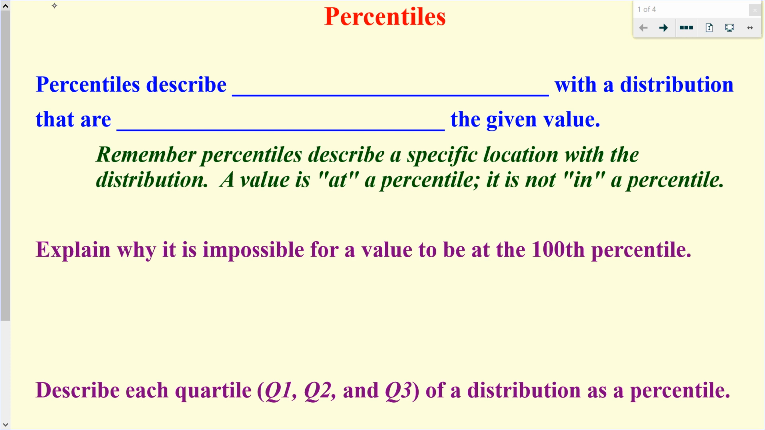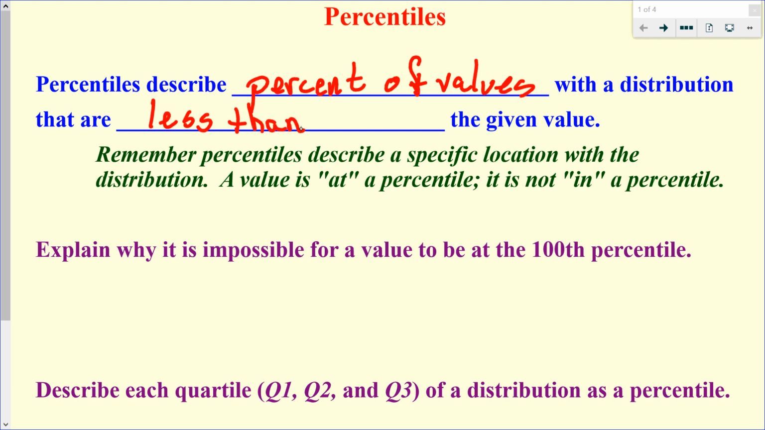And the percentile describes the percent of values within a distribution that are less than a given value. For example, if we were looking at the 85th percentile, that would mean that 85% of the values are less than the given value.